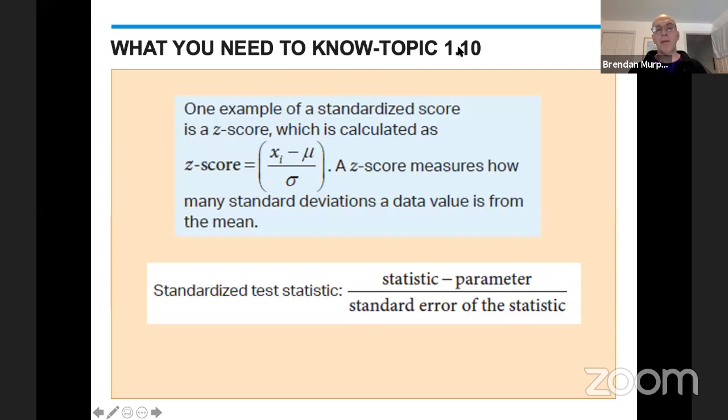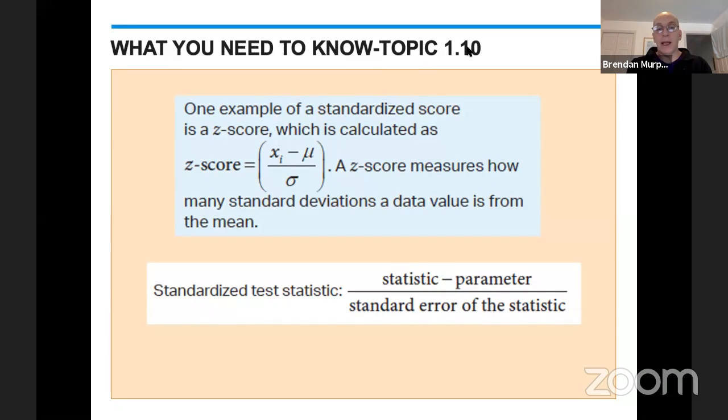So I'm in topic 110. Again, this is really more for the teachers than you guys, but we're talking about standardizing scores. One example of a standardized score is a z-score, which is calculated as z equals x_i, your individual score, minus mu, your mean, over sigma, the standard deviation. A z-score measures how many standard deviations a data value is from the mean. It can be positive or negative. You can be 3 standard deviations above the mean, or theoretically -5 standard deviations below the mean. So that's all it is.